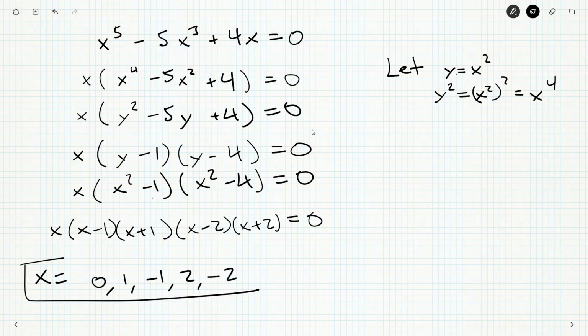So we have solved the equation. x is any of the 5 smallest integers in terms of absolute value.